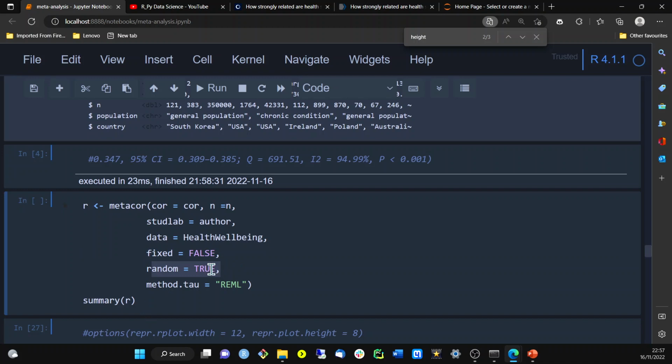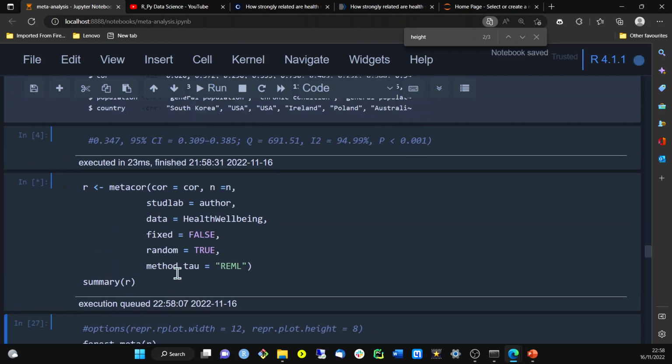But we need a random effect meta-analysis because we want to do the random effect meta-analysis. Random equals true, and then the tau square estimation method is assigned as REML. That means restricted maximum likelihood. Then after that, there's the summary function, as you do with normal linear regression or whatever kind of statistical model. You can call the summary function and pass your R here, I mean the pooled correlation that we have seen. Then I can simply run it.